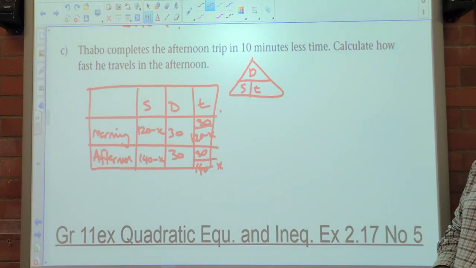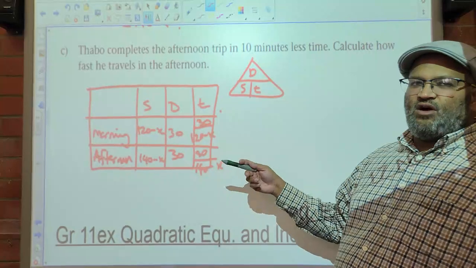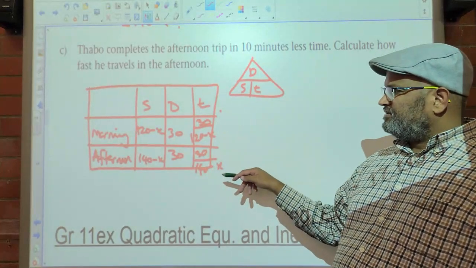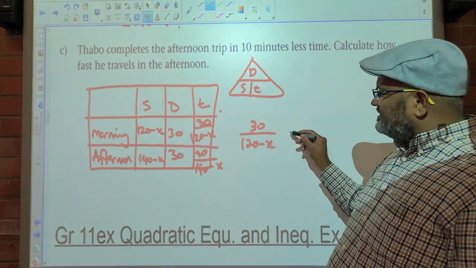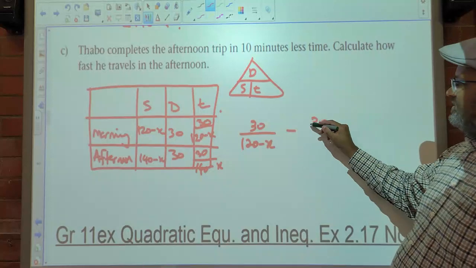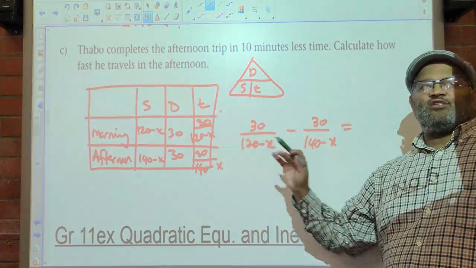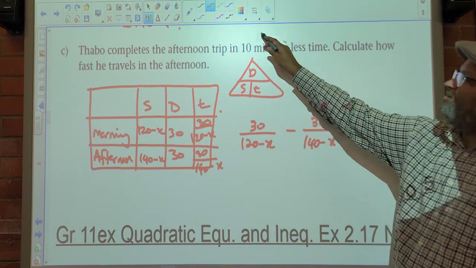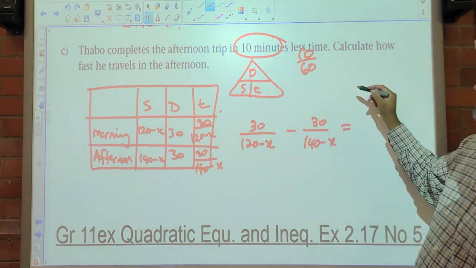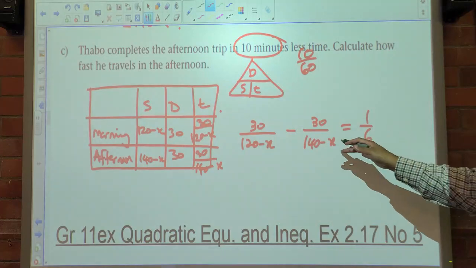Okay, so which leg takes longer, the morning or the afternoon? Morning. So it's going to be 30 over 120 minus X minus 30 over 140 minus X. If you subtract the two times, it should give you an answer of 10 minutes, not so, which is 10 over 60, which is 1 over 6. I simplified, otherwise my LCM is going to be 60 into that.